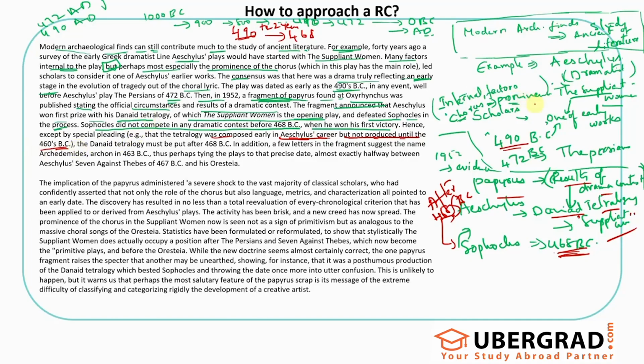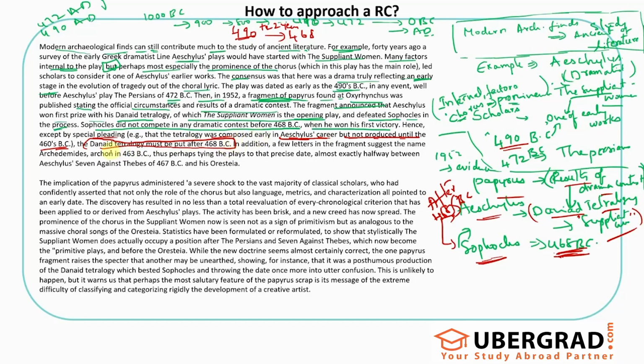Or it might be that there is a mistake in interpreting it to belong to 490 BC. Maybe it actually belongs to the 460s or 450s, right? That's what it says. So, except by special pleading, the Danaid tetralogy must be put after 468 BC. If you understand this, then it's very easy. Why are they coming to this conclusion? They're saying that because Sophocles never participated in a competition before 468 BC, and Achilles won a drama competition by competing with him with the Suppliant Woman, it must have happened after 468 BC. So that's why they think it must be put after 468, unless the exception is that it was composed much earlier in his career but not produced.